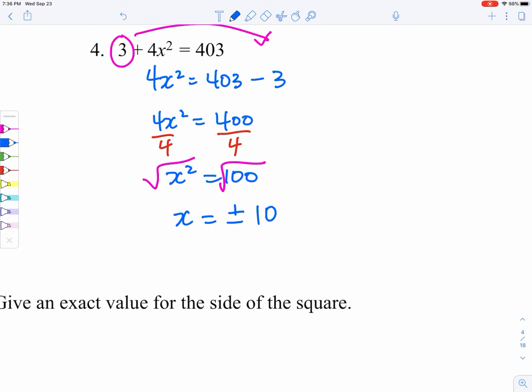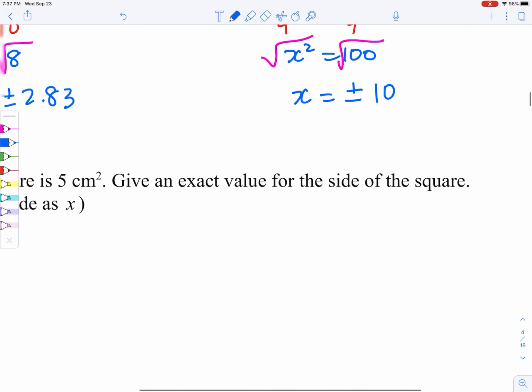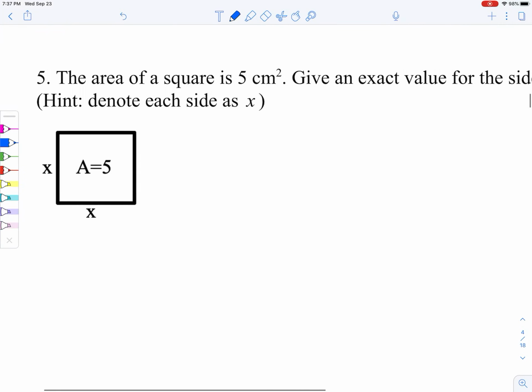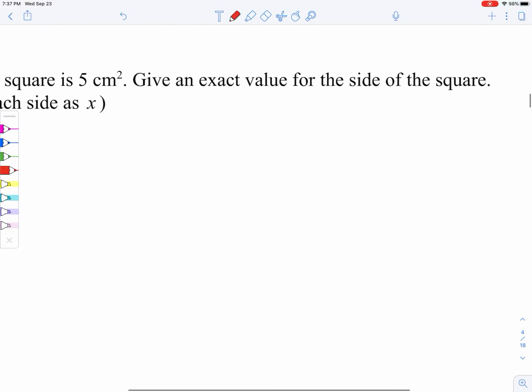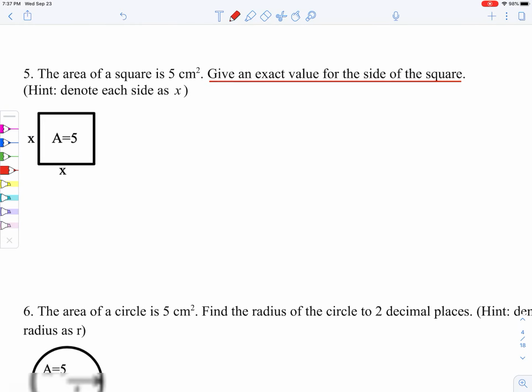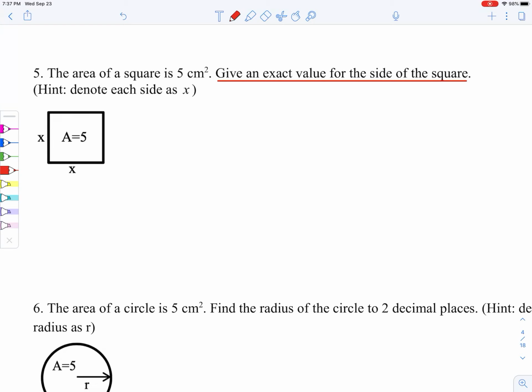For question 5. Question 5 gives us that the area of a square is 5 centimeters squared. And it wants us to find an exact value for the side of the square, which means we're going to solve for x. So in a square, we know that area equals length times width. But in this square, we know the area was 5, and we know that the length and the width were both x. So that means 5 equals x squared.